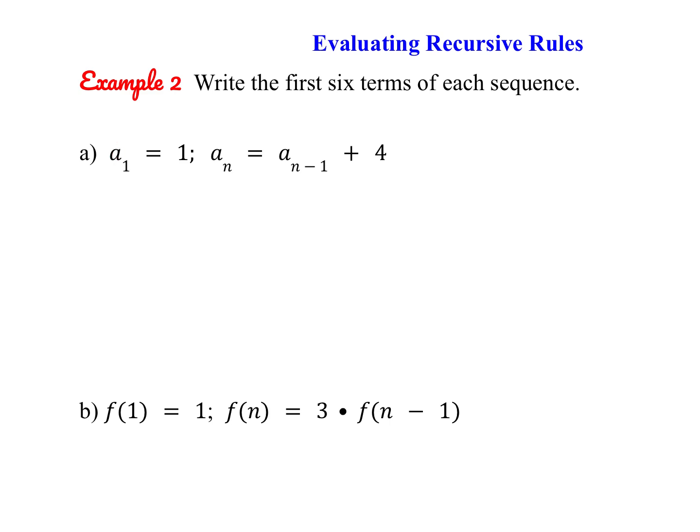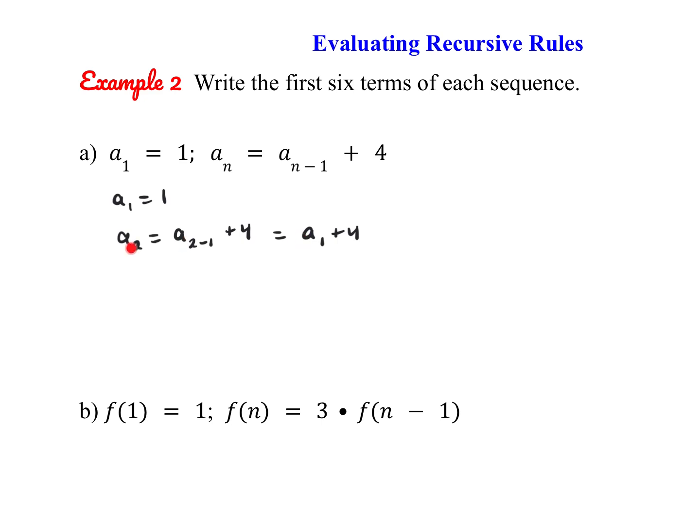So here we are told that a sub 1 is 1. So that's our first term. We're going to find the first 6. So to find a sub 2, if I'm using my recursive rule, it's a sub 2 minus 1 plus 4, which is just a sub 1 plus 4.